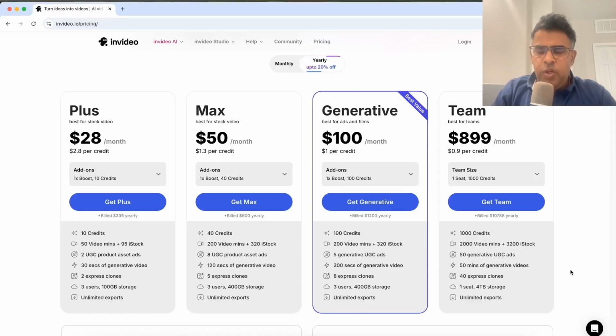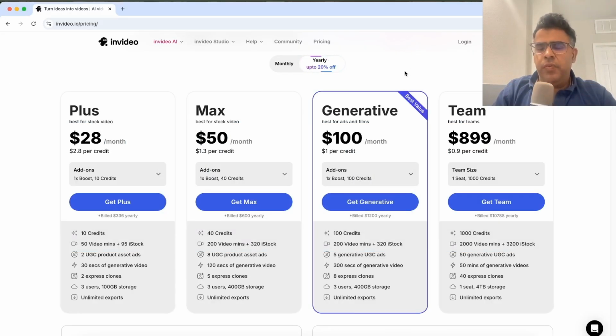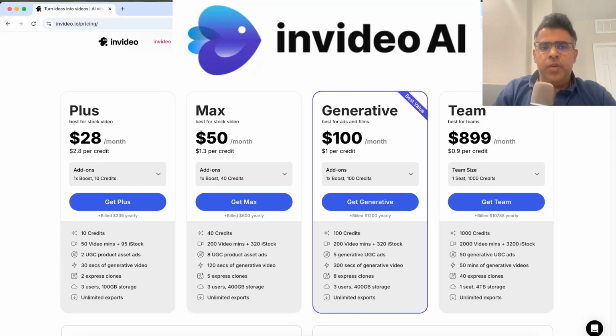In this video, we are going to talk about InVideo.io's pricing. So just like Runway ML, just like some other AI video generation products that we have discussed in terms of pricing, today I'm going to talk about InVideo AI, and we're going to cover some of the aspects of their pricing strategy as seen from their pricing page.